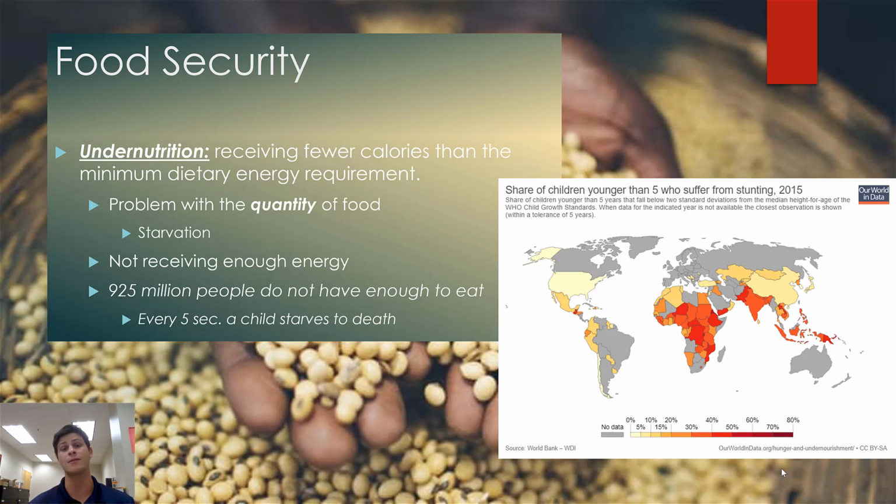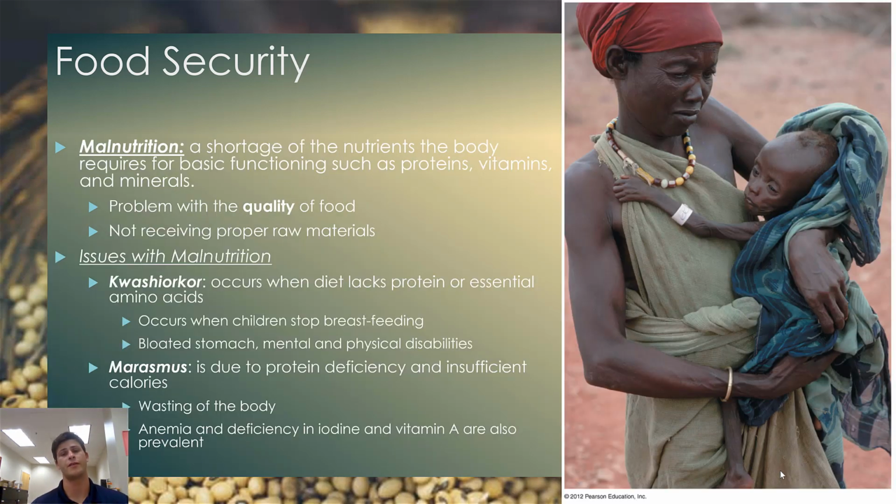Sustained undernutrition leads to starvation, basically death, by not having enough energy to keep your body maintaining its basic metabolic functions and enough energy to go along with your daily day-to-day activities. Now, 925 million people each year do not have enough food to eat, and what this translates into, unfortunately, is that every 5 seconds a child starves to death. And you can see that the preponderance of countries and populations that have huge issues with undernutrition are going to be in Central Africa.